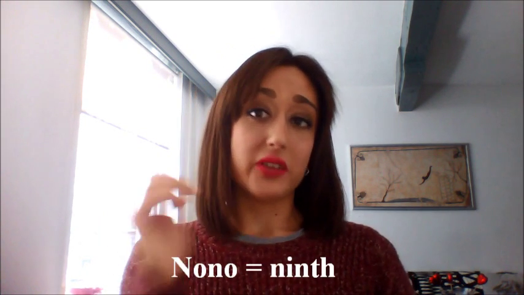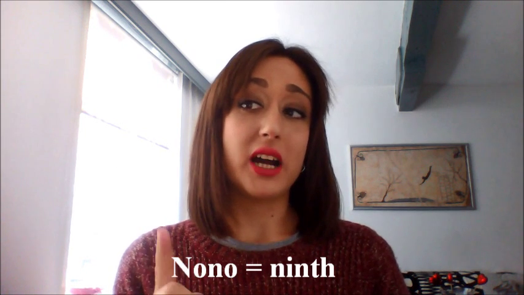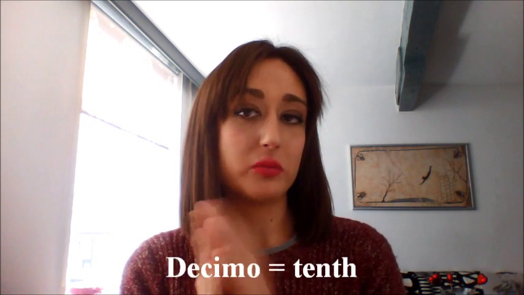Be careful to say it with one N, so with a soft N. Otherwise, if you say it with two N's, nonno, that is the grandpa. In the past I also made a tutorial about the family, and I will also link it in case you want to see more detail about the family. But anyway, going on, 10th in Italian is decimo.